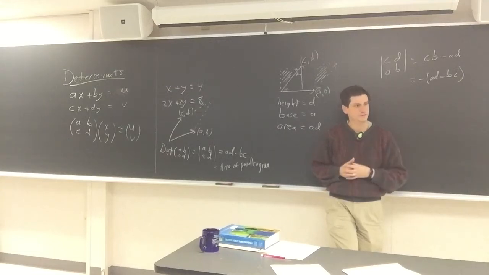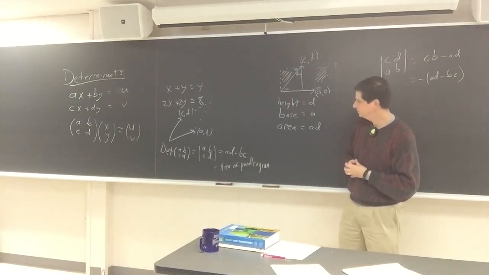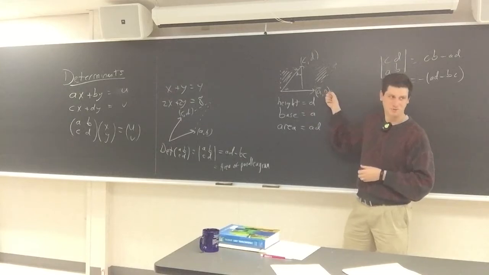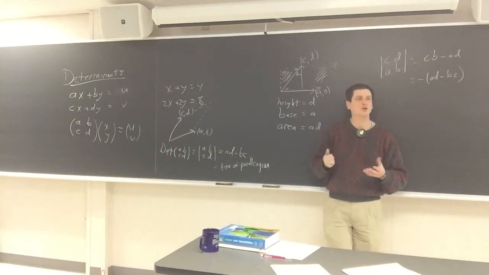There's another yes? I just have a quick question about is the reason the area of the parallelogram we found just AD instead of AD minus BC because our B was 0? Our B was 0, exactly. And that's why things come out so nice.